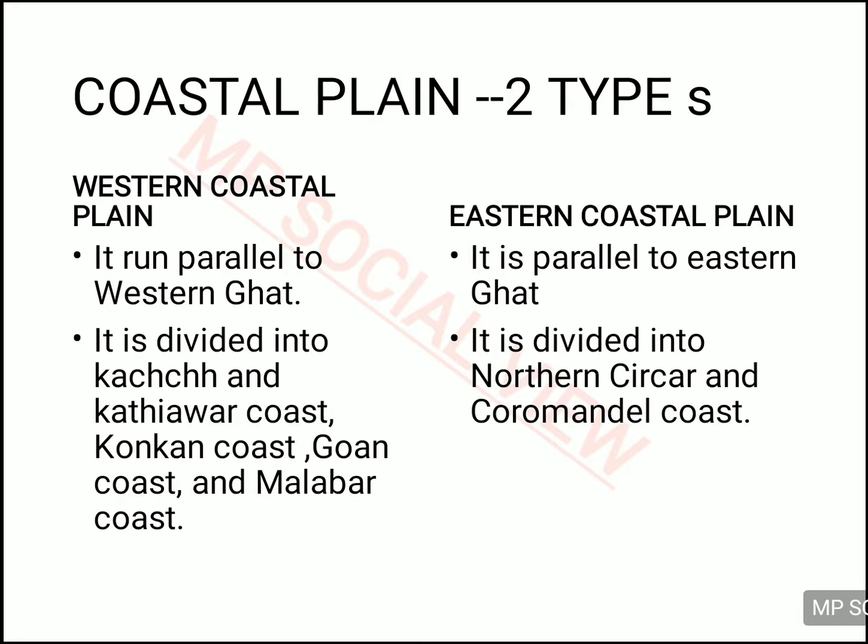The western coastal plain is divided into the Kutch and Kathiawar coast, then the Konkan coast, then the Goan coast and the Malabar coast. Sometimes the Konkan and Goan coasts are written together, and combined they are called the Konkan coast. Sometimes Kutch and Kathiawar coasts are written together, or sometimes separately. Whereas on the eastern side the coast is divided into two parts, Northern Sarkar and Coromandel coast.